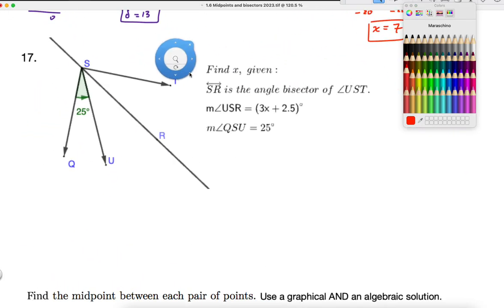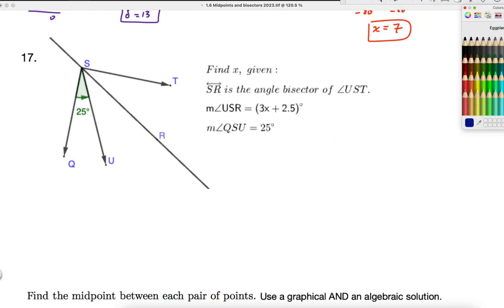Last one of the algebra problems for now. Find x. Line SR is the angle bisector of angle UST. Okay, so that means I can put my congruent symbols here, because these two have to be equal angles if this is a bisector. USR is 3x plus 2.5 degrees, and QSU is 25.